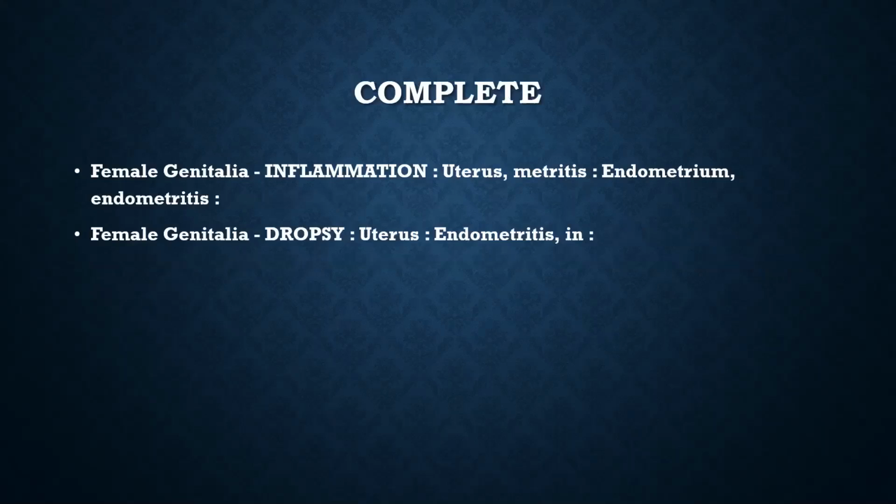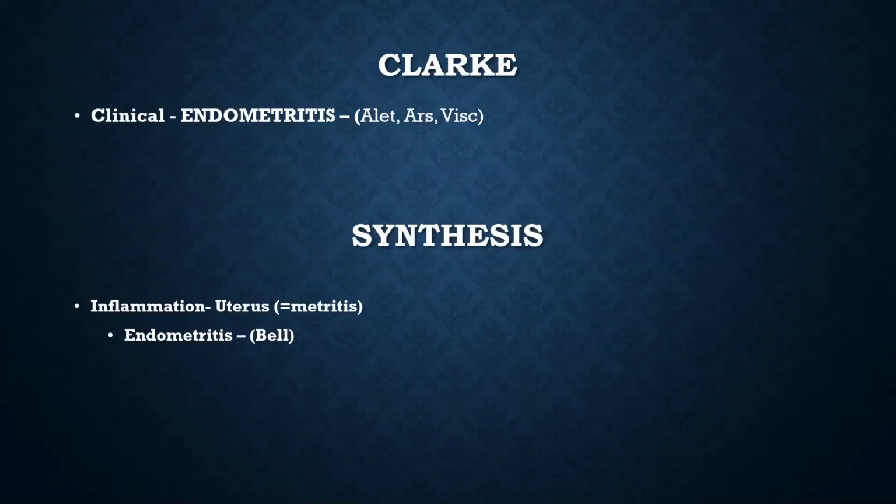Under Complete Repertory, again, inflammation, uterus, metritis, endometrium, that is endometritis. Then dropsy, uterus, endometritis. So all kinds of endometritis rubrics you can fetch from these repertories. Coming to Clarke, we have the clinical chapter; go to endometritis and you can find the rubric. In Synthesis, go to the chapter female genitalia, inflammation, uterus, endometritis. Only one remedy is there, that is belladonna.